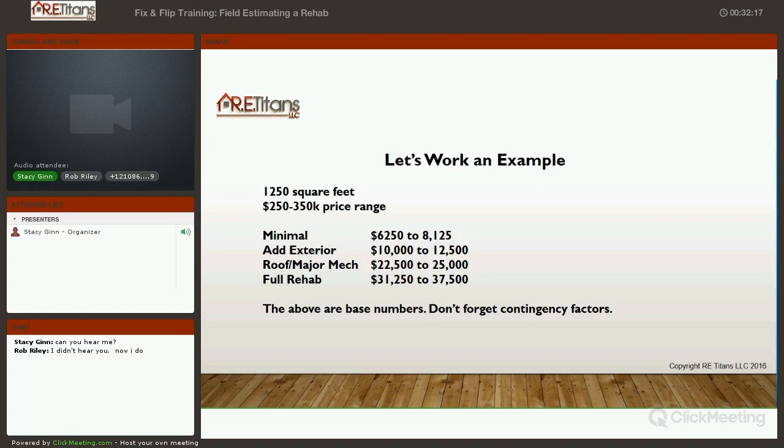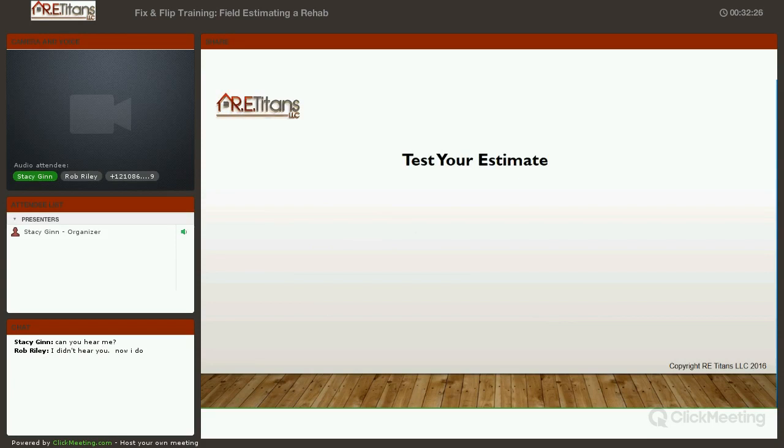Like I said, the above are base factors, base numbers that we use, but we don't want to forget our contingency factors. So let's talk about testing our estimates.